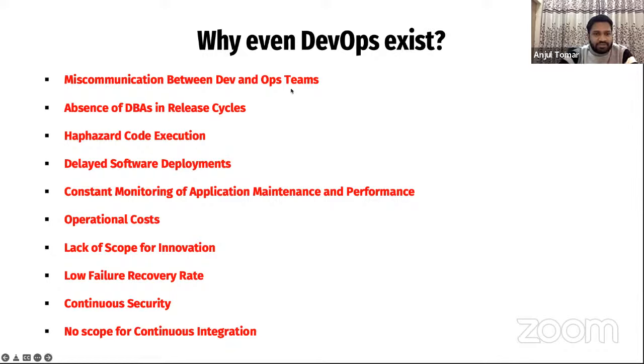So one of the core reasons why DevOps was introduced, you can see the very first reason, is miscommunication between developer and operations, right? Which is the core of any software development cycle, SDLC. We need to break this issue down. We don't want miscommunication between dev and operations, because they are the heart of the product, right?